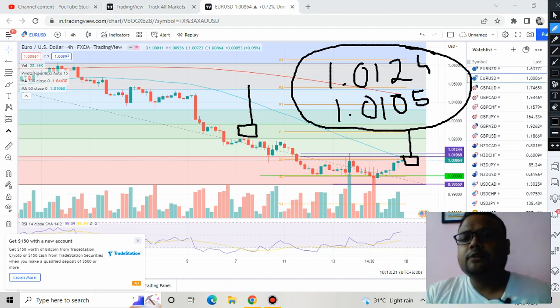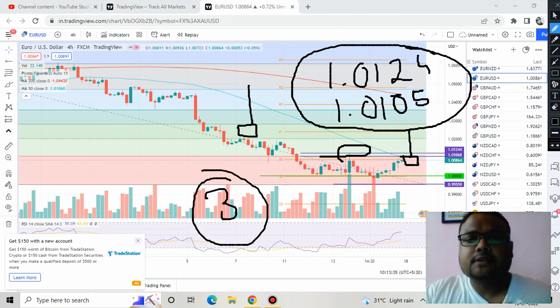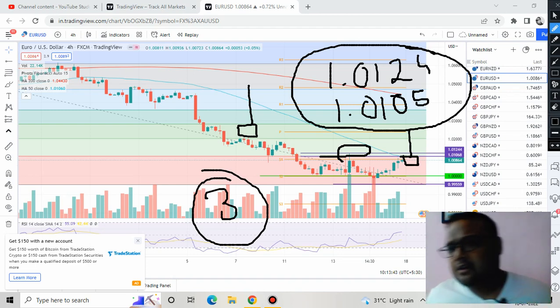Why? Because you can see that this is the Fibonacci 23.6%, and this level has also seen price rejection from above previously, and we also have the 50 moving average. So we have three factors pointing towards a reversal from this level. If it happens, definitely we can take a sell position, because we have also seen the chart of DXY standing at the support.